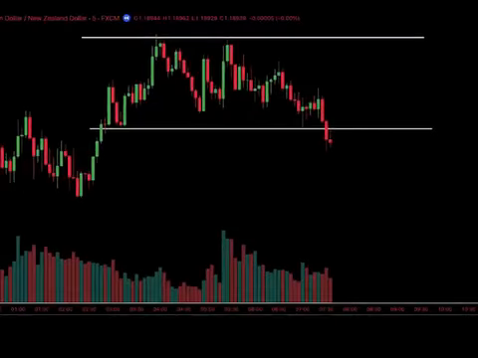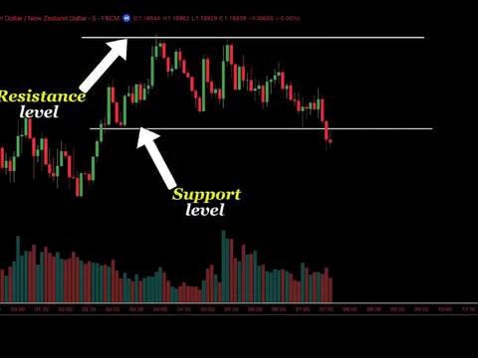Now, let's look at another real chart example so you can understand the steps exactly. Here we have the Australian dollar versus New Zealand dollar 5-minute chart. As you can see, the market forms a clear resistance level here and a clear support level here. This creates a range-bound market. Now look at what happens next.